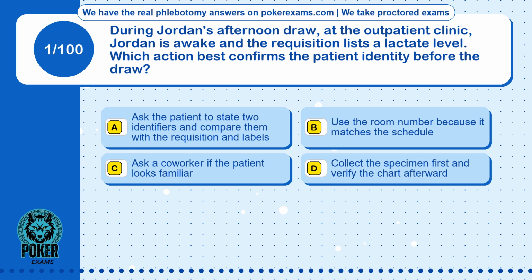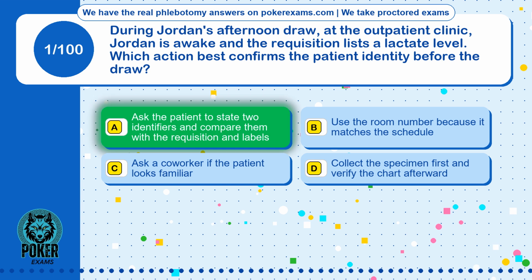Option B. Use the room number because it matches the schedule. Option C. Ask a co-worker if the patient looks familiar. Option D. Collect the specimen first and verify the chart afterward. The correct answer is option A.